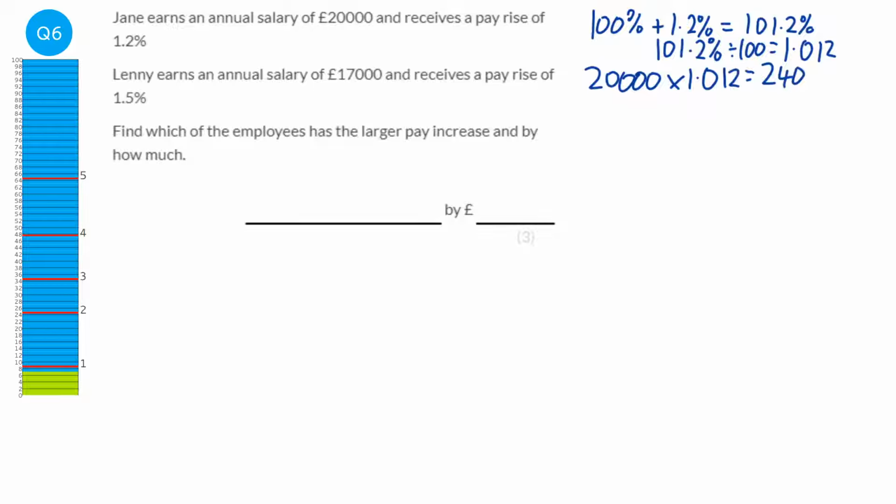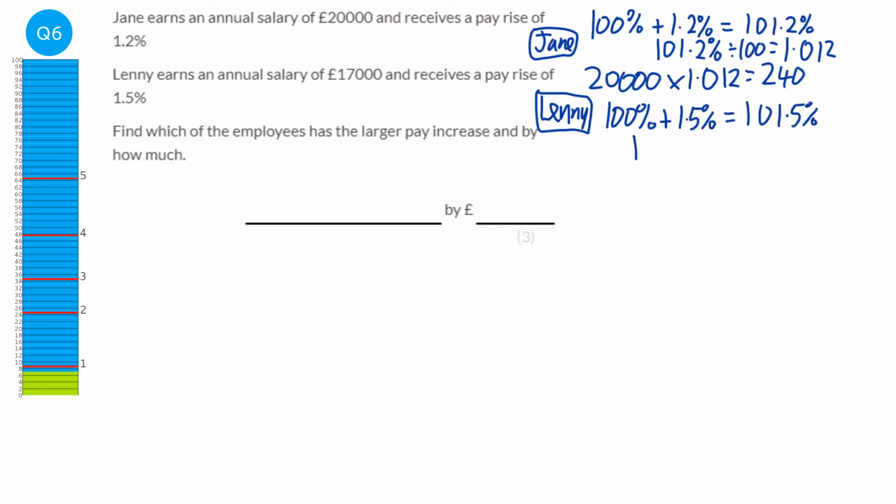Next we do the same for Lenny. So that is Jane, and so let's do Lenny. So that's 100% plus the 1.5%, which will be 101.5%. To make that a multiplier, we divide that by 100, which gives us 1.015. And then finally what we do is we take the 17,000 times it by the multiplier. And when we do that, we get 255.